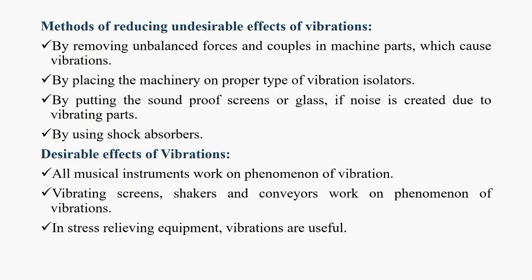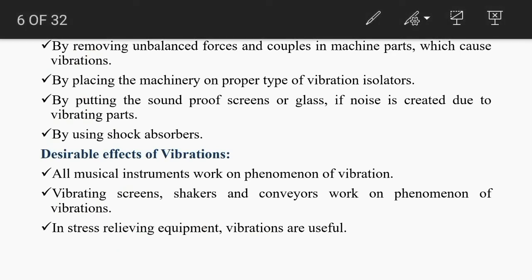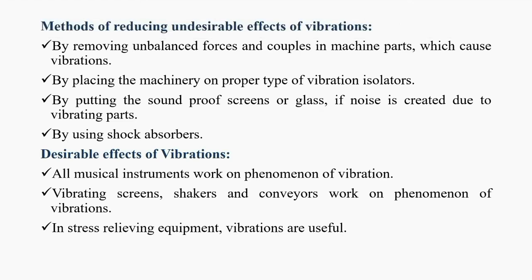Now we need to reduce the effect of vibration. So there are certain methods used to reduce the effects of vibration. First one, by removing the unbalanced forces or couples in machine parts which cause the vibration. For this we can use balancing methods. By balancing the system, we can reduce completely or partially the unbalanced forces and couples. So by using balancing methods, we can reduce the effect of vibration.